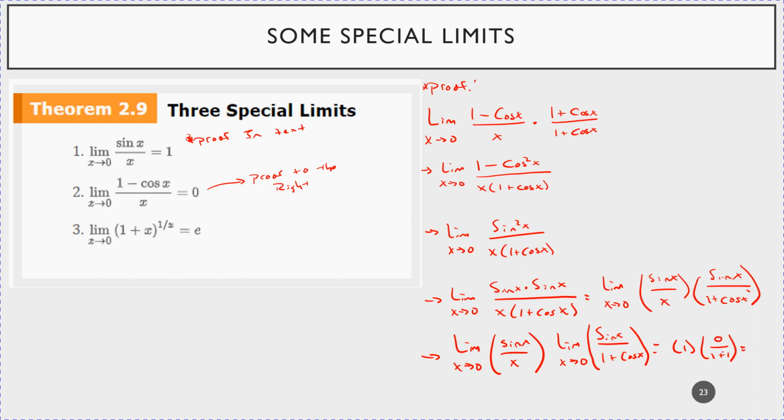Well, this 0 over 2 is 0, so this just becomes 1 times 0. We see that this limit is equal to 0, which we see right here.